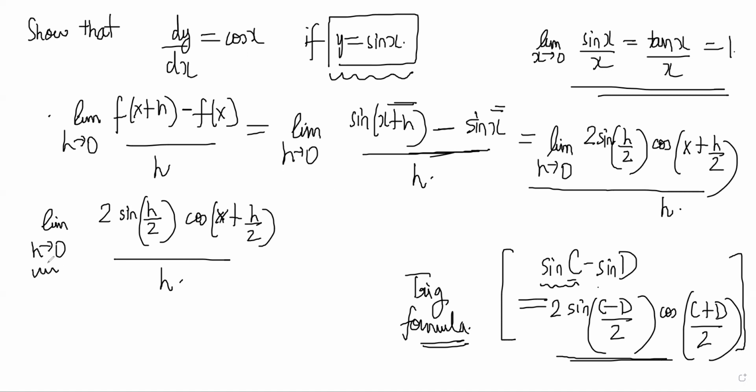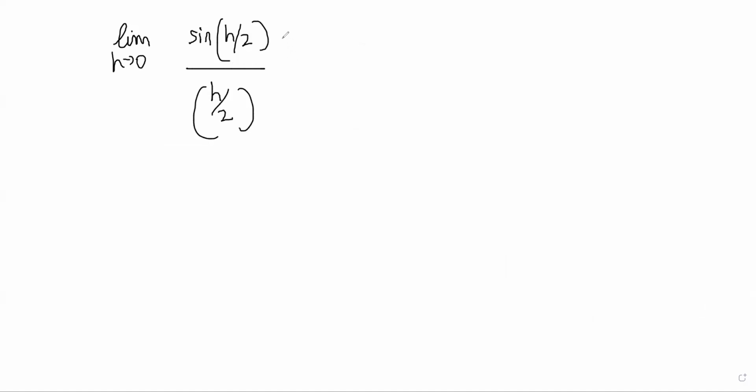Now think about it. I can still not put h is equal to 0 in this equation, right? Because h is in the denominator. But what I can do is bring the 2 from the top and write it in the bottom by saying it is h by 2. So notice what is happening. Limit of h tends to 0, sine of h by 2 by h by 2 and cos of x plus h by 2. This is what I have, right?